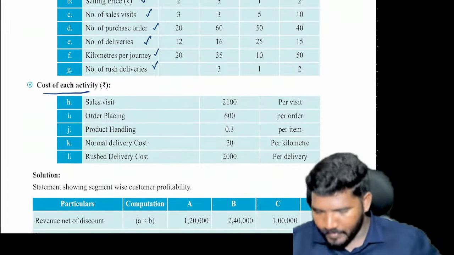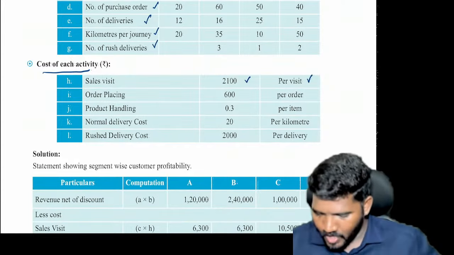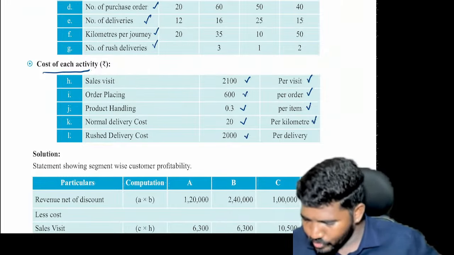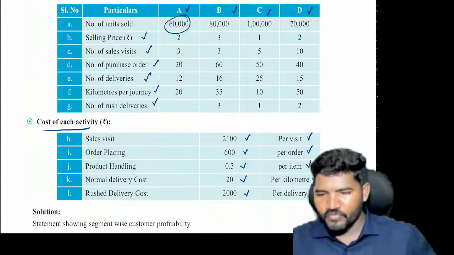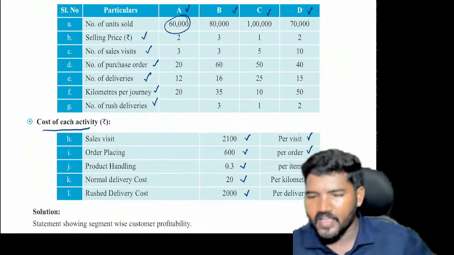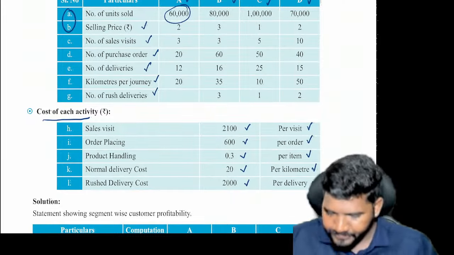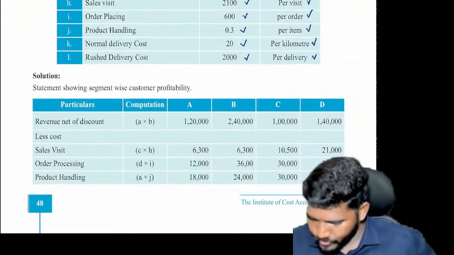Now we get cost information. Sales visit 2100 per visit, order placing 600 per order, handling 0.3 per item, normal delivery cost 20 per kilometer, rush delivery cost 2000 per delivery. Based on this, you have to figure out the profits and find the percentages. Based on the percentages, you have to decide which segment of customers has more profit. You start with sales, A into B: 60,000 into 2, 80,000 into 3, 1 lakh into 1, 70,000 into 2.